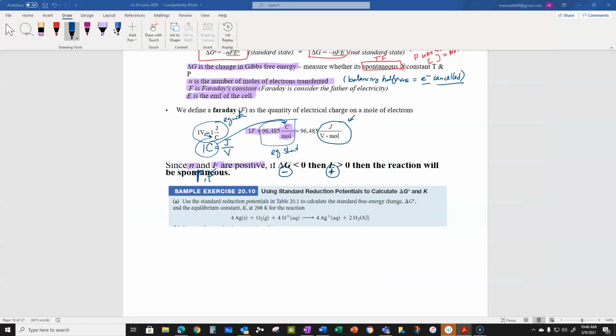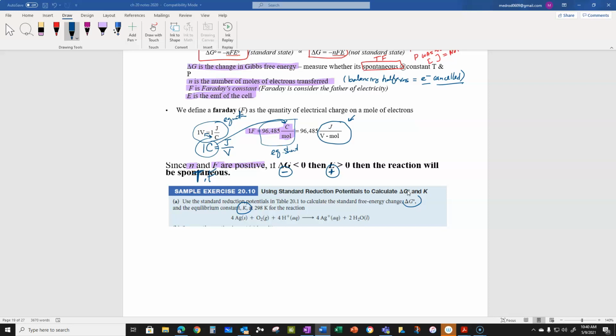I'm going to show you a couple things in the textbook too. All right, so we have this reaction, and I want to find delta G, and I want to solve for K, because we do need that practice back from chapter 19.